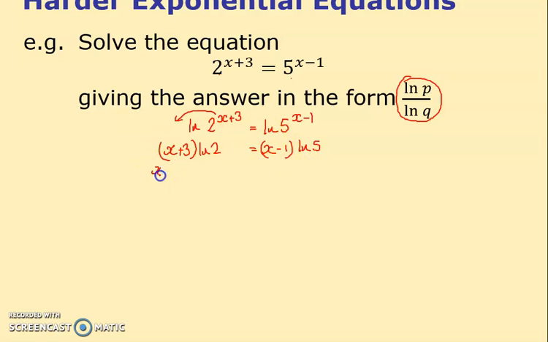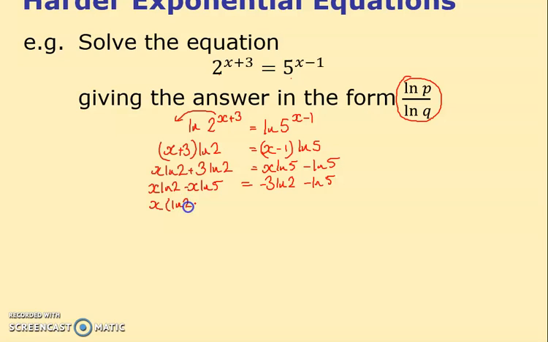Same again, multiply out the brackets. x log 2 plus 3 log 2 equals x log 5 minus log 5. So we need to get the x's on the same side. So x log 2 minus x log 5 equals, and this 3 moves over, becomes minus 3 log 2 minus the log 5. So far so good.